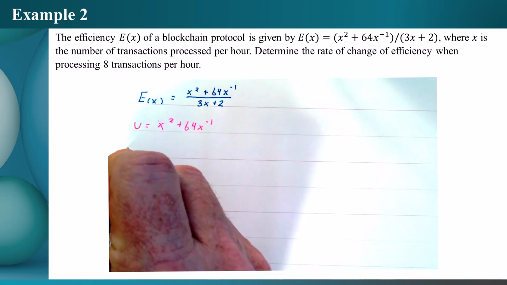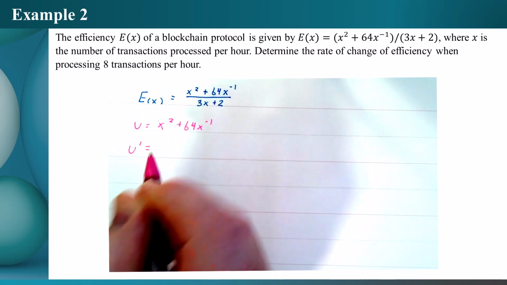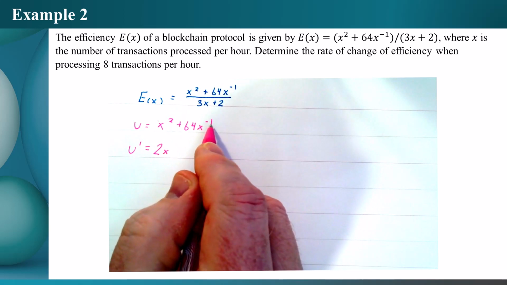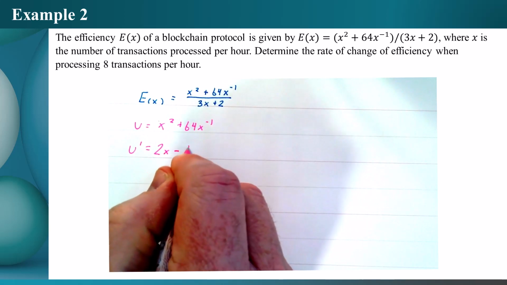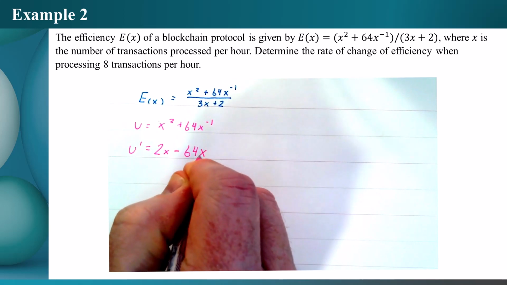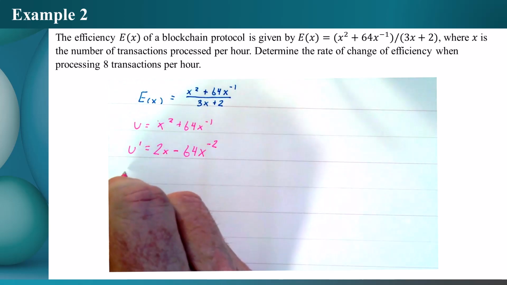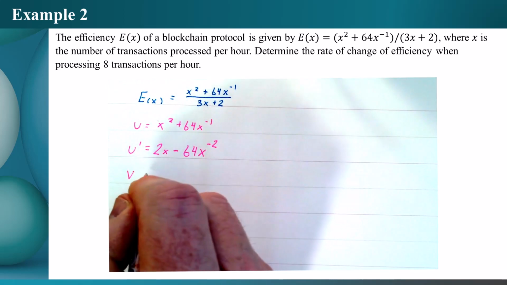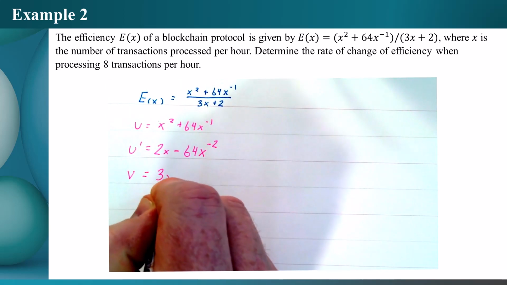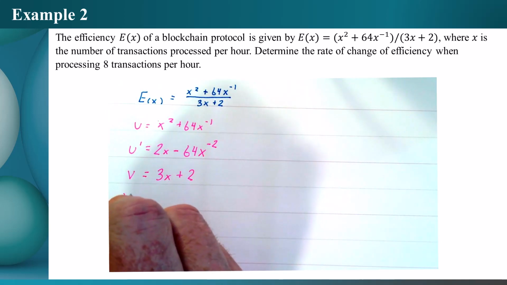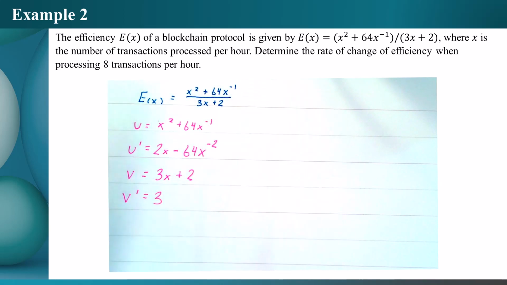So I'm just going to go ahead and write down u prime here. And it looks like I get 2x. This negative 1 comes out in front, gives me a negative 64. I'm going to subtract the exponent by 1, so that's negative 64x to the negative 2. Now v, that would be my denominator here, which is 3x plus 2. And my v prime there would just be 3.